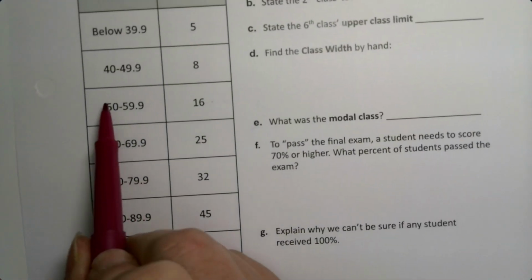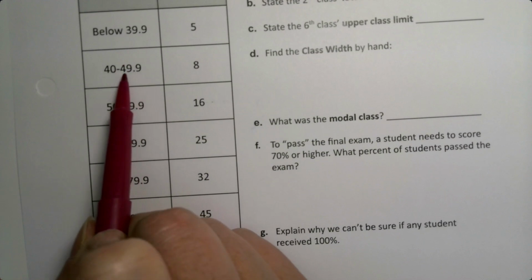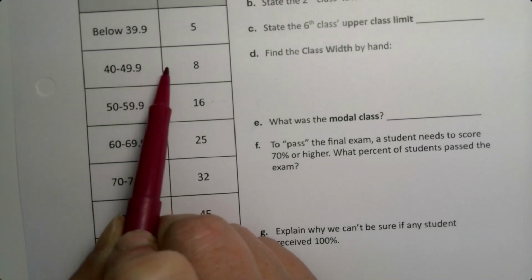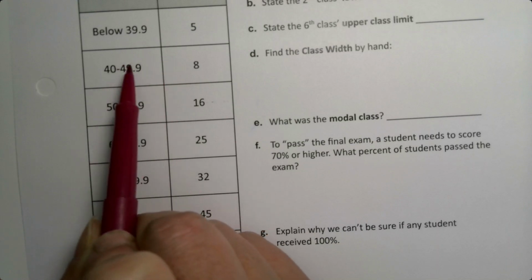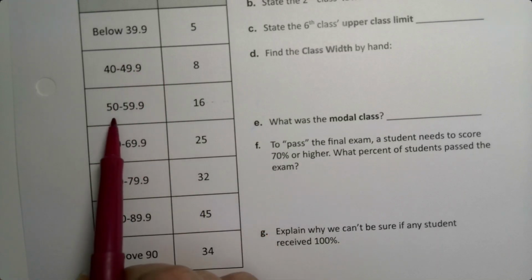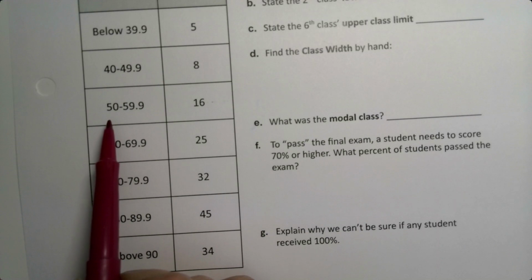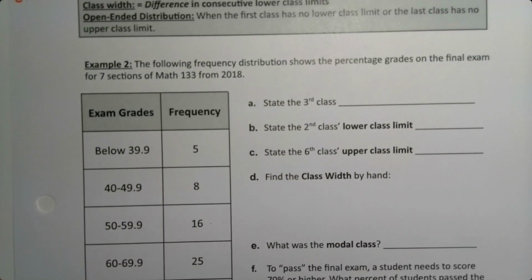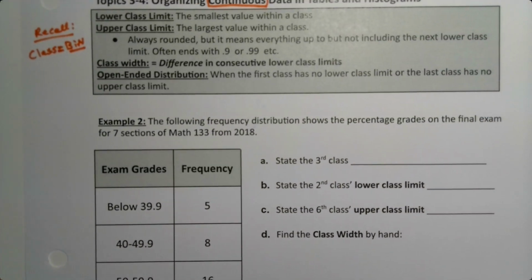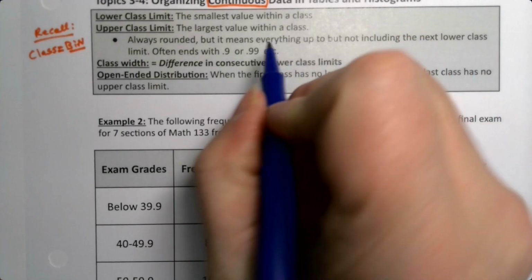That's because the next class starts at 50. So 49, 49 and a half, 49 3/4, 49.9999999 all fit into this class. But once you hit 50, you're in the next class. That's the way it works. They can round them to 0.9 or 0.99, but they can also use whole numbers.